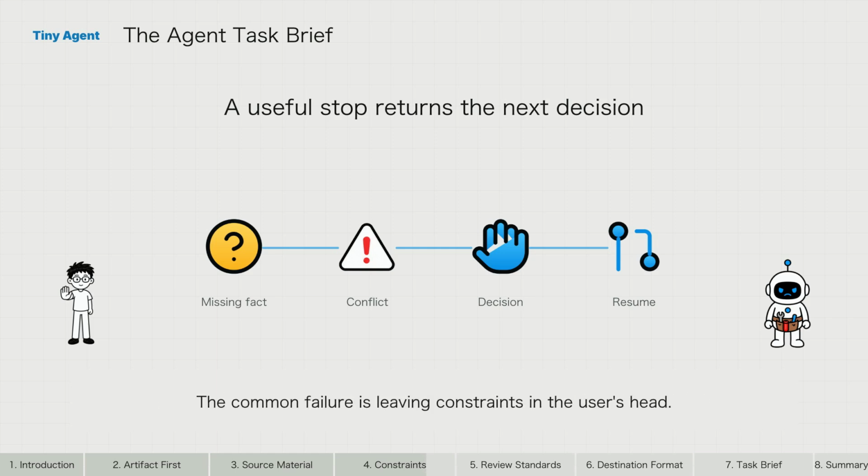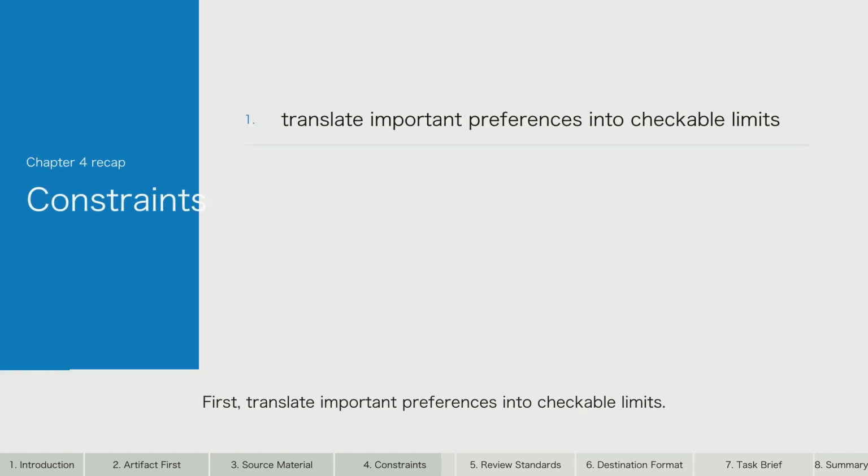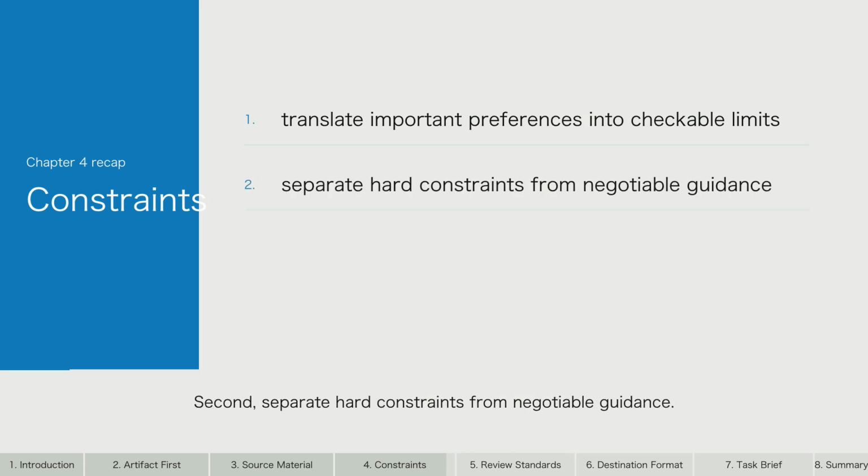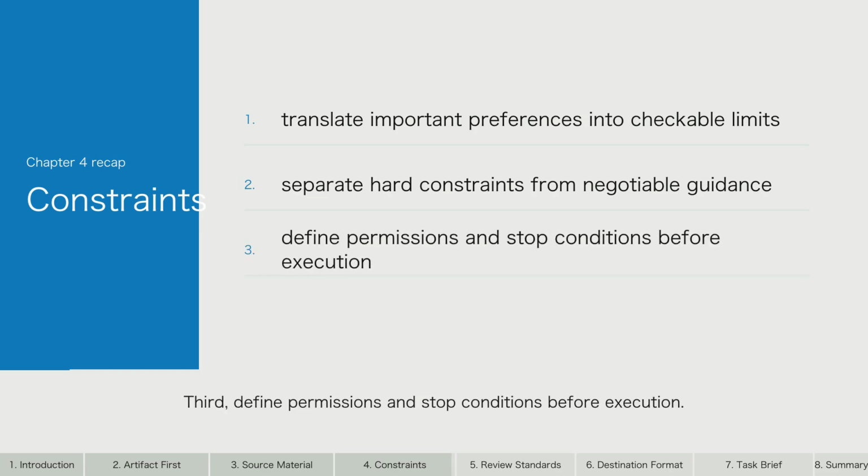The common failure is leaving constraints in the user's head. The agent fills the gap with reasonable defaults, but reasonable for the model may be unacceptable for the real audience, policy, or consequence. First, translate important preferences into checkable limits. Second, separate hard constraints from negotiable guidance. Third, define permissions and stop conditions before execution.